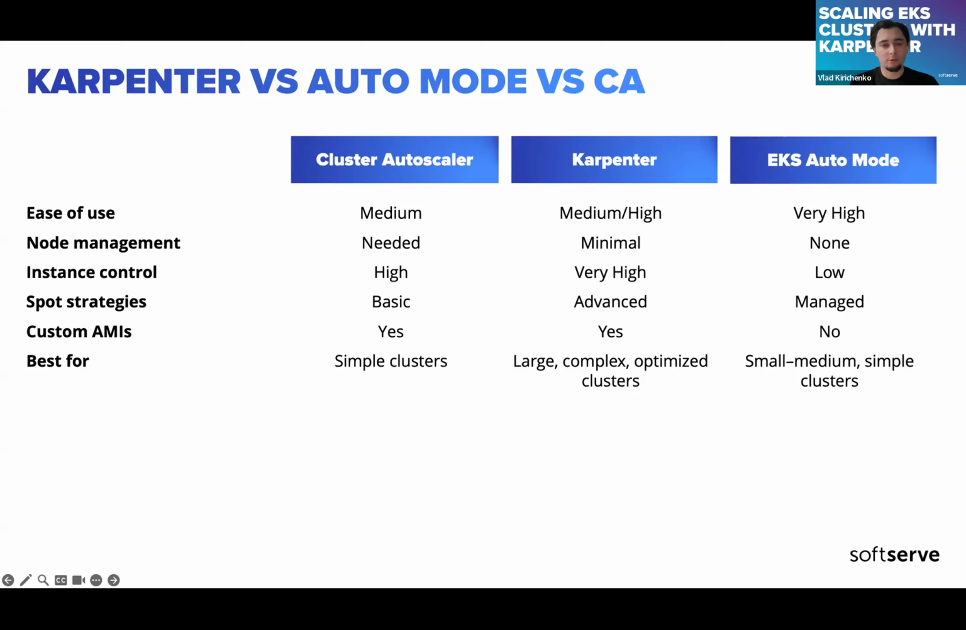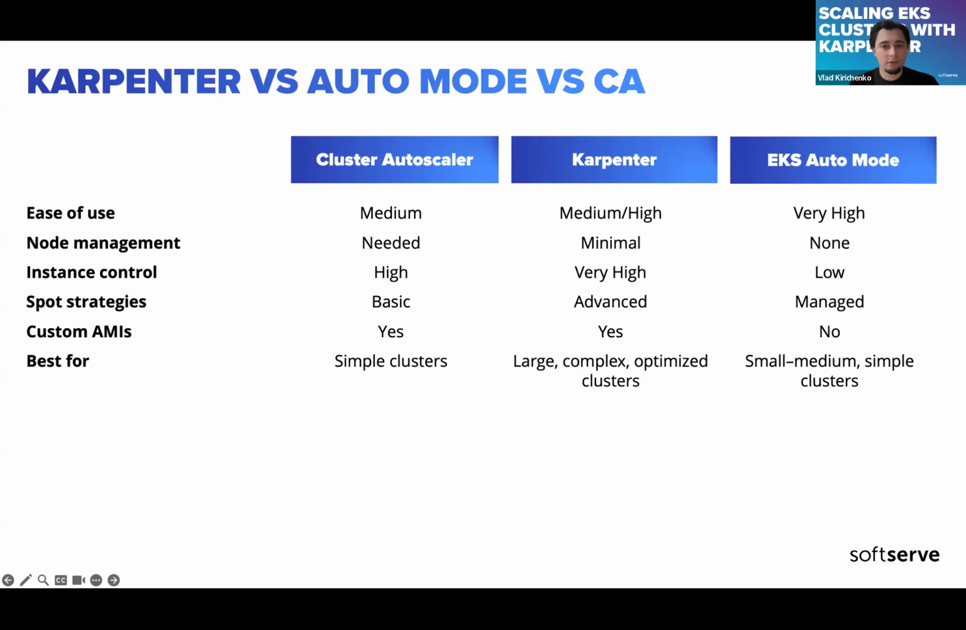In EKS Auto Mode, we have almost no option to manage our nodes. Same for control. In Karpenter, we have very high control. We can select almost any option that we need to modify. And for spot strategies, as I said, control in Karpenter is very high. You can select the best strategy for yourself, but in EKS Auto Mode, AWS manages it by itself.